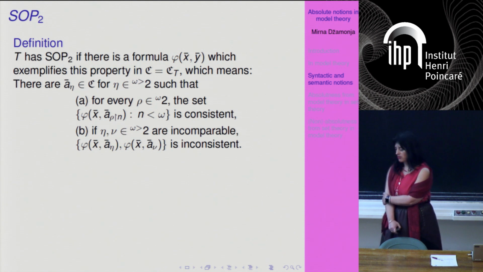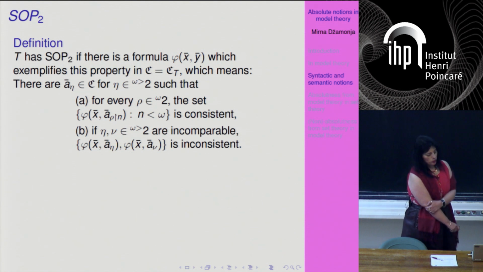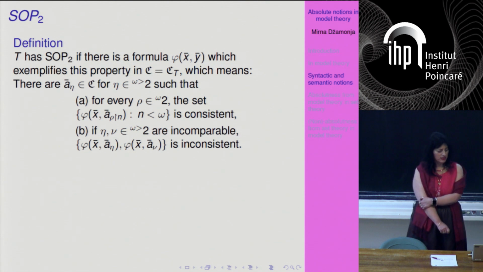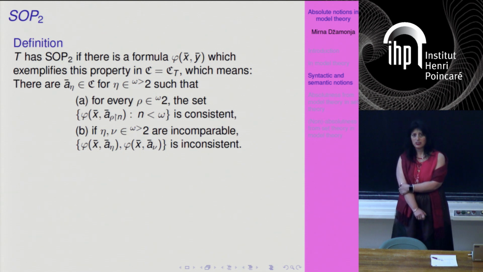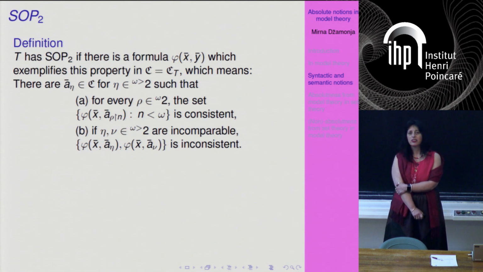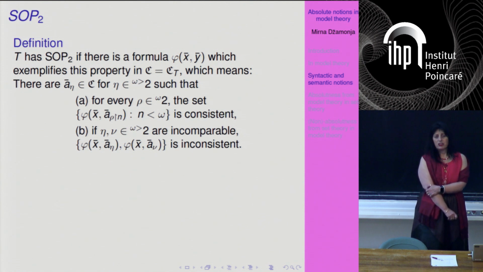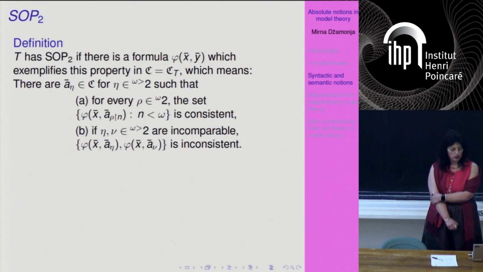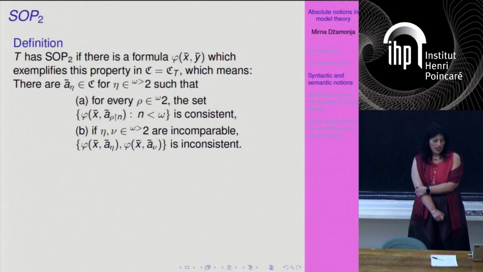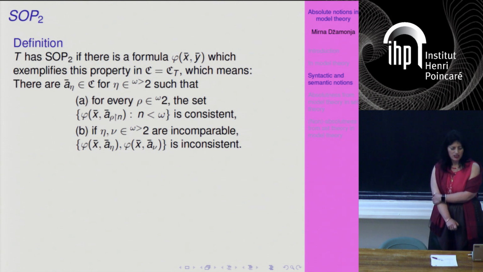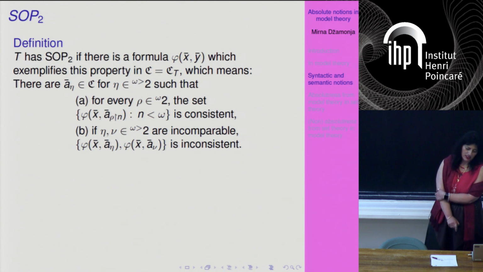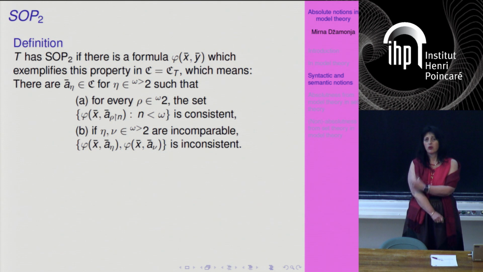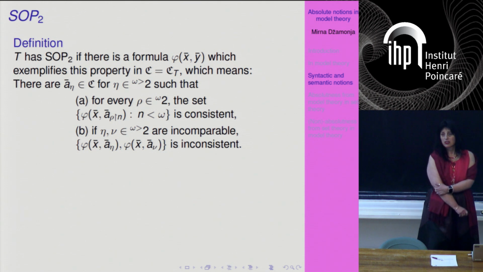So here is the property that I want to talk about. It's called SOP2. It says that a theory has SOP2 if there is a formula which exemplifies this property in the monster model. What that means is that in this fixed monster model, you can find witnesses for this formula. The witnesses look like a tree, the binary tree. And along every branch of this binary tree, the formula phi of x bar with the parameter a with the nth initial segment of the branch, when you do that for all the n's, you have an infinite set of formulas, and this is consistent.